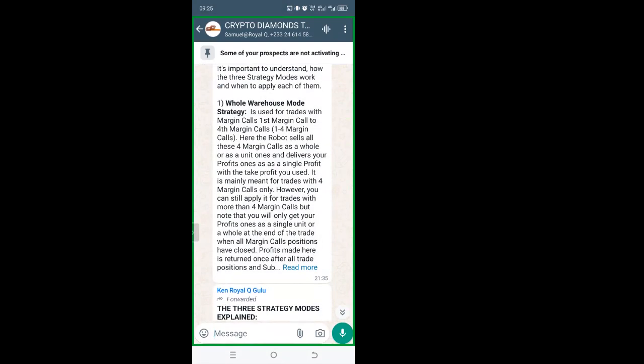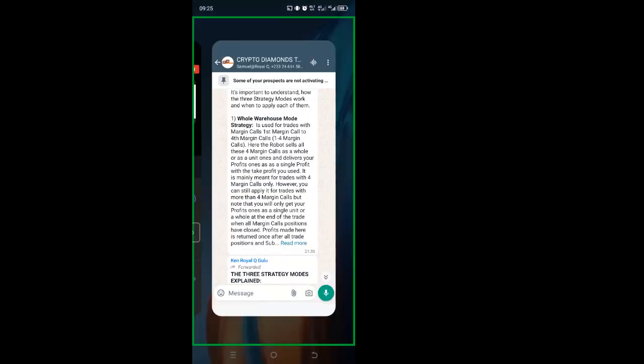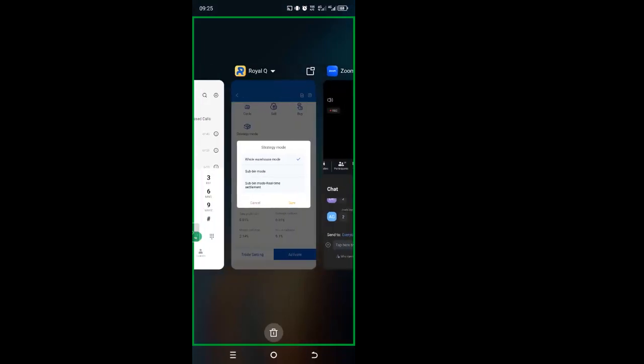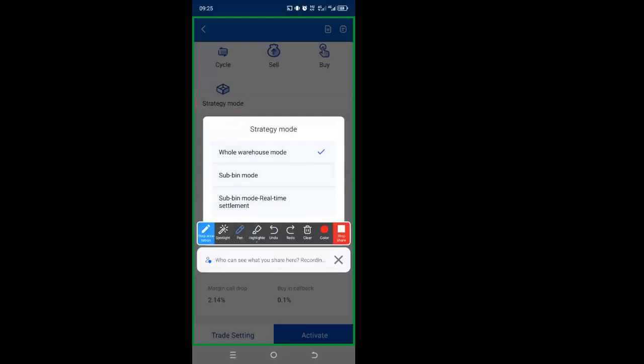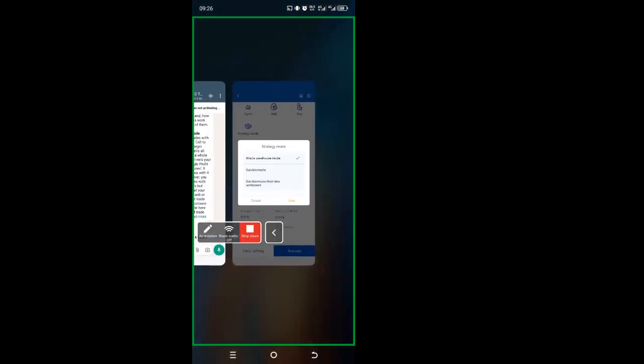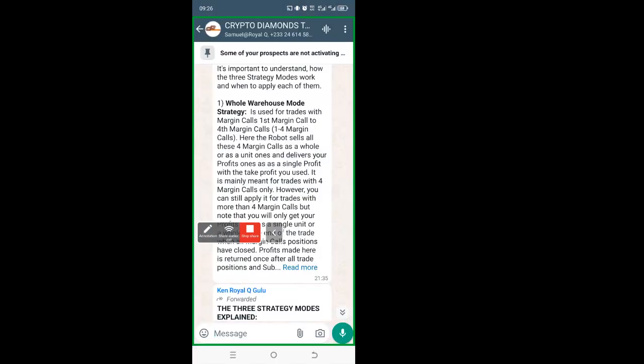Number 1 is this, you see. The whole warehouse. All right? The whole warehouse mode is used for trades with margin calls, first margin call to fourth margin calls. Meaning it is from margin call number 1 to margin call number 4. You get that? Okay, let's continue.